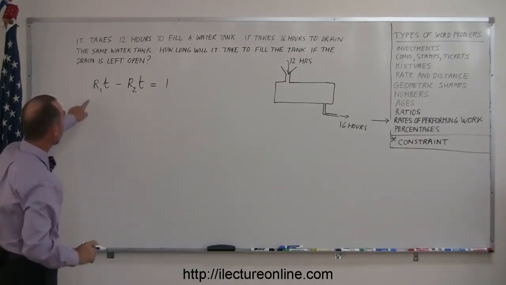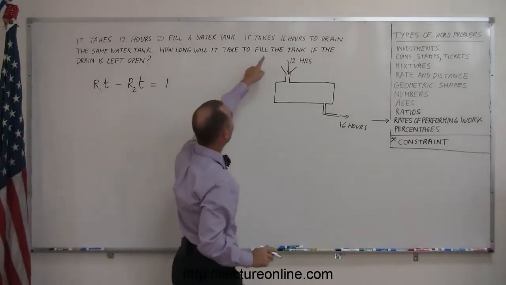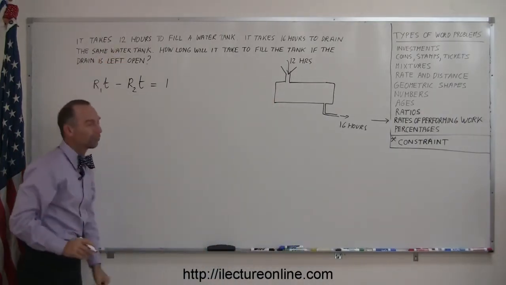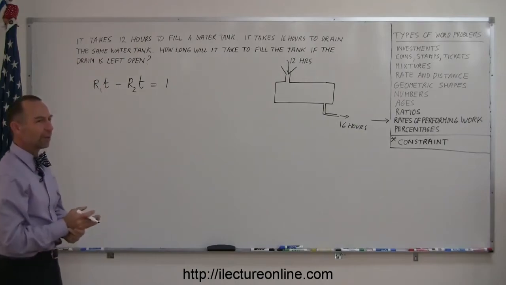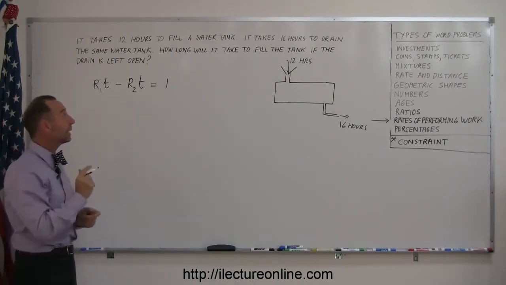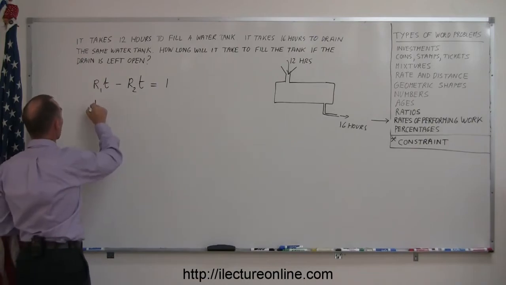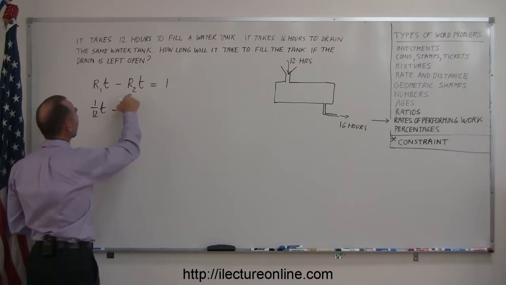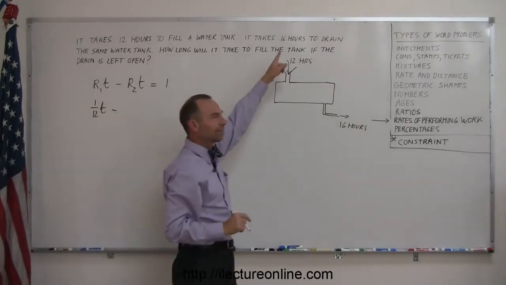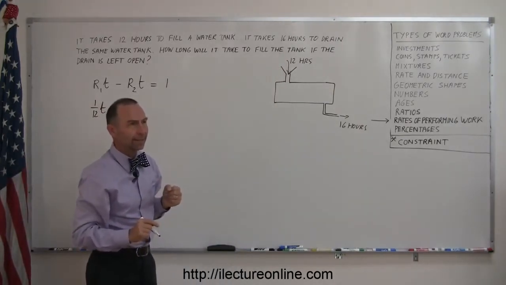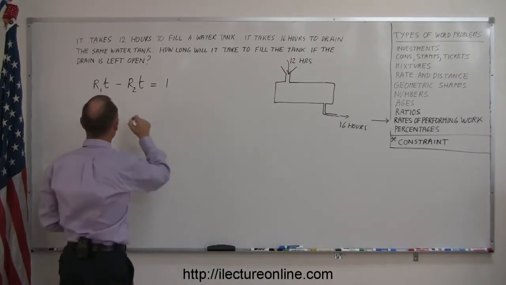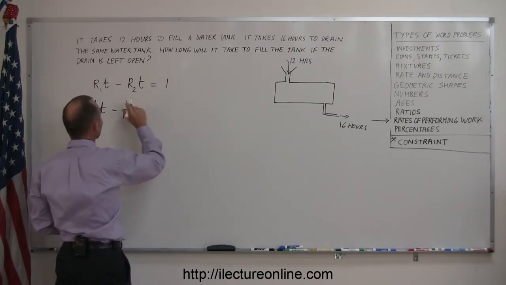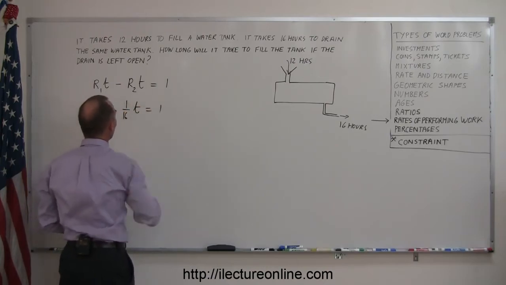All right, and the rate, well, let's see here. Let me start with filling the tank. If it takes 12 hours to fill the tank, what is the rate of filling the tank? Well, that means you could do 1/12 of the job in every hour. So the rate would be 1/12 of the job done every hour times the total time it takes, minus the rate to drain the tank. Well, it takes 16 hours to drain the tank. That means 1/16 is the rate to actually drain it. So 1/16 of the whole job done every hour times the time equals 1.